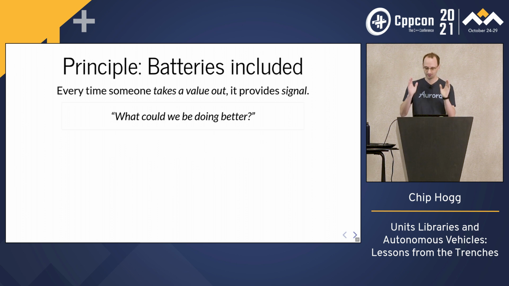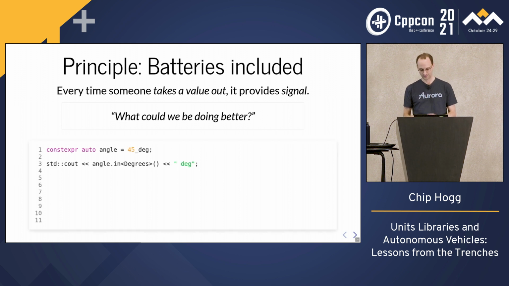First off, batteries included. We really want our quantity types to be at least as capable as the raw numeric types that they wrap, and ideally more capable. So if someone takes the raw value out of the library, we see that as a clue. It means we didn't meet their needs. And then we always ask, can we fix that?